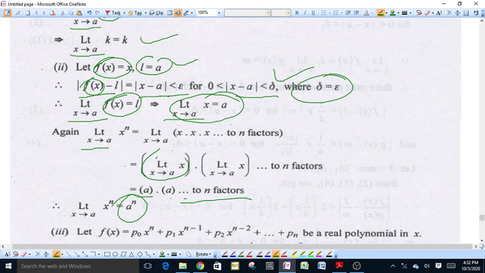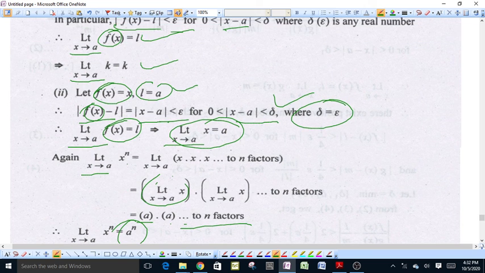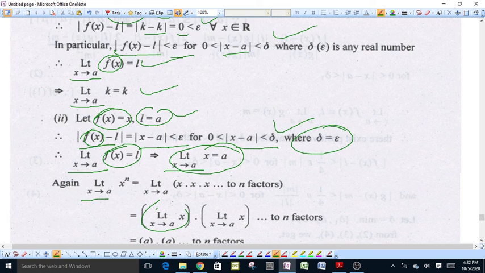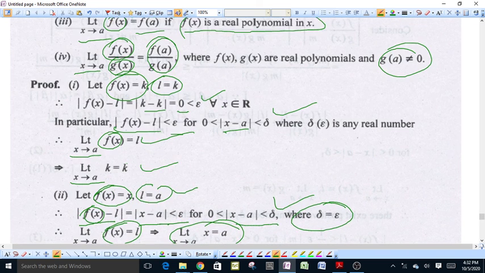So students, these are some examples in which we have proved, by using the Cauchy criteria and epsilon delta approach, how to find the limits of some functions.